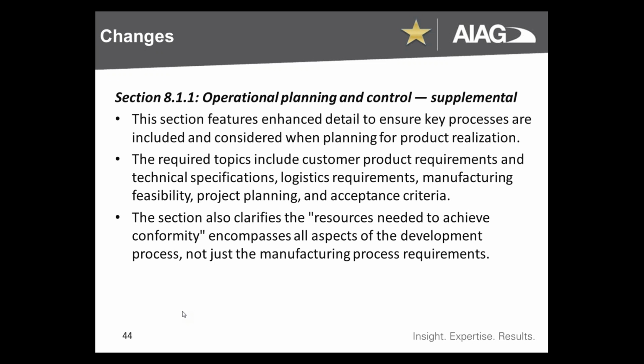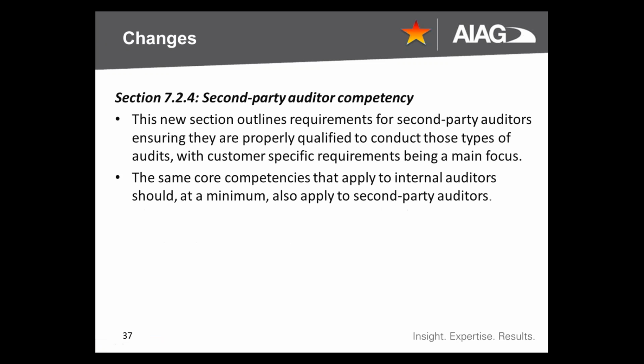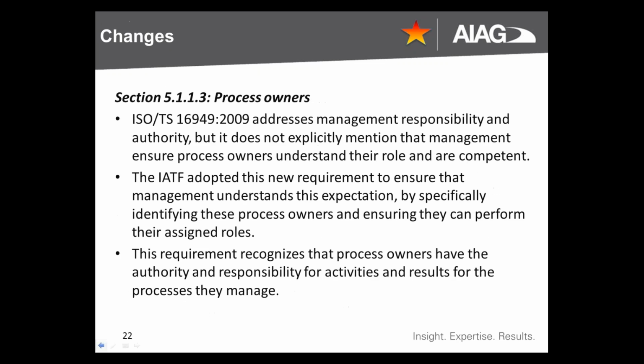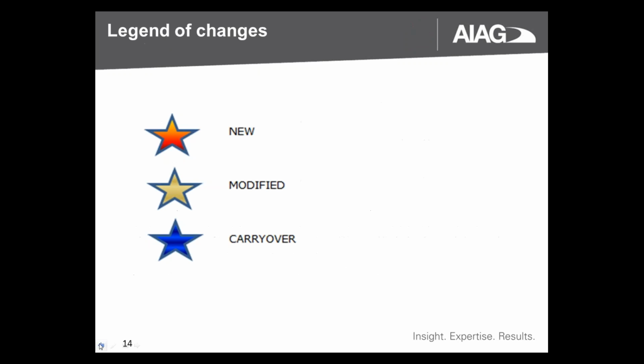Okay, so let's get started in Section 8.1.1, which is Operational Planning and Control, Supplemental. And again, there's a legend with colored stars here that I reviewed on last week's webinar. So let's go back and review what those are. Red is a new requirement. The golden star is a modification of an existing requirement in TS 16949, and a blue star is basically a carryover.